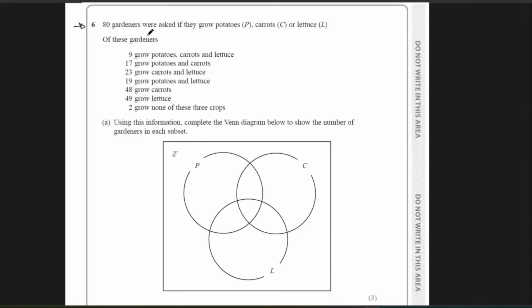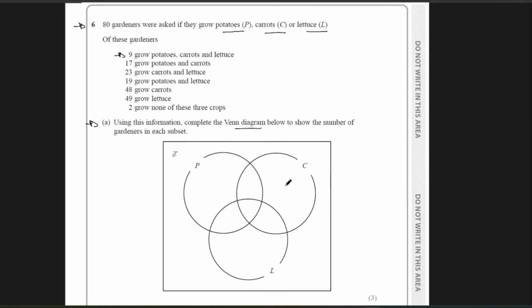Okay, question number 6. 80 gardeners were asked if they grow potatoes, carrots, or lettuce. Of these gardeners, 9 grow potatoes, carrots, and lettuce. We have other information as well. Let's read question A first. Using this information, complete the Venn diagram below to show the number of gardeners in each subset.